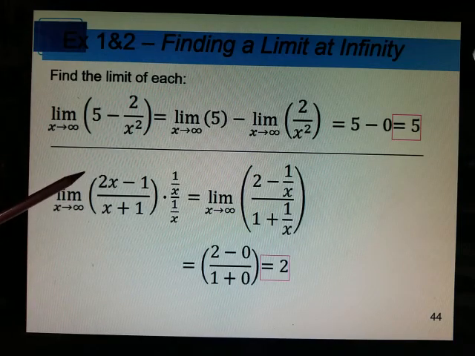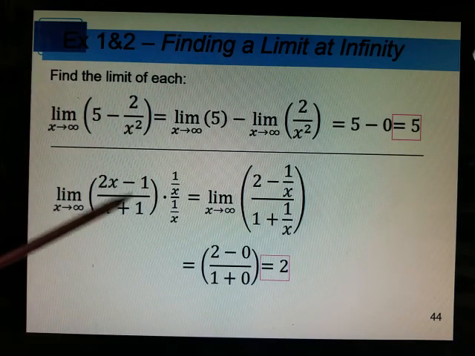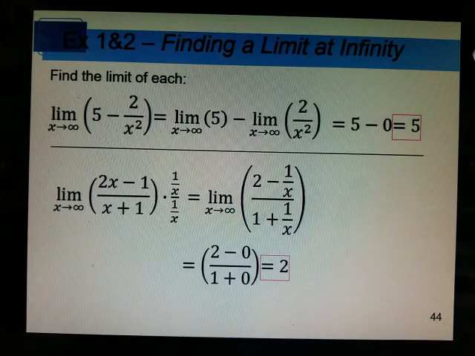Remember that that denominator would divide into here 2 times, and then you have a remainder over the divisor. That remainder over divisor is going to be approaching 0. So again, that's why you end up with y equals 2 as the horizontal asymptote.